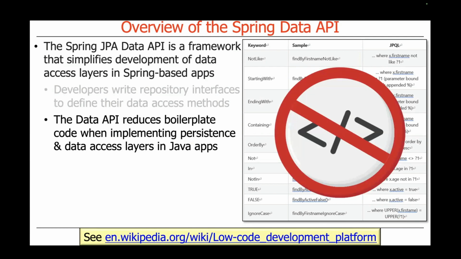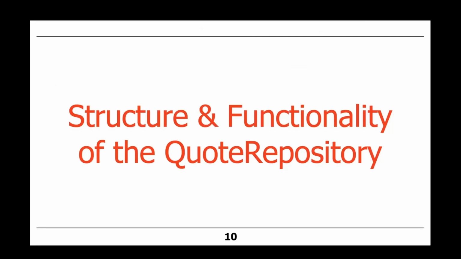In particular, using the data API reduces the boilerplate code you would otherwise have to write when implementing persistence and data access layers in Java apps. So this is a sort of low-code mechanism to be able to access data using SQL queries without writing the queries themselves. So given that as background, let's now take a look at the quote repository that we're going to implement.